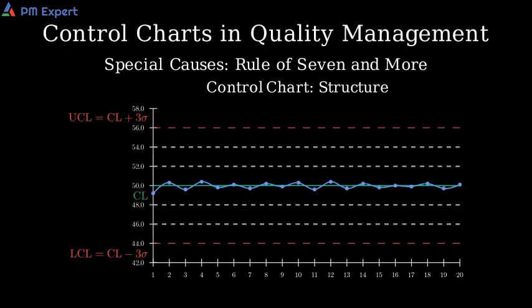The center line is the average, called CL. The upper and lower control limits are typically plus and minus 3 sigma from the center. Points should bounce around the center line randomly when the process is stable. If certain patterns appear, they signal special causes that we need to investigate.